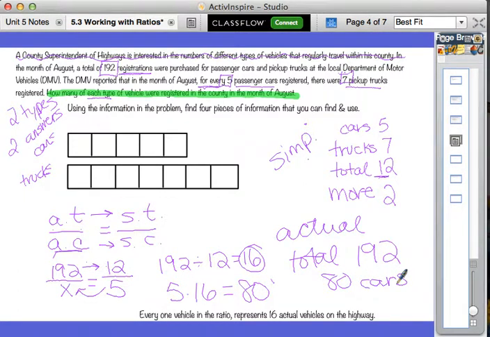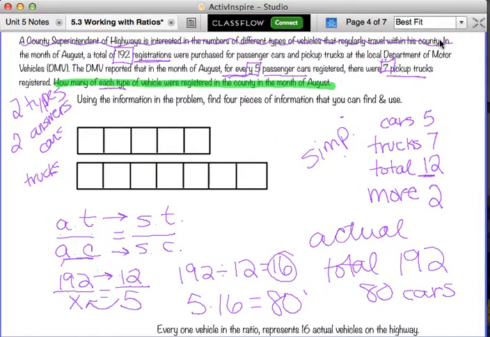Now I can do one of two things. I can take my total, which is 192, and I can subtract 80, and that should tell me the number of trucks that are left. Or the number of vehicles that are left, which would have to be the number of trucks. Or I can set up another proportion or another set of equivalent ratios to solve.